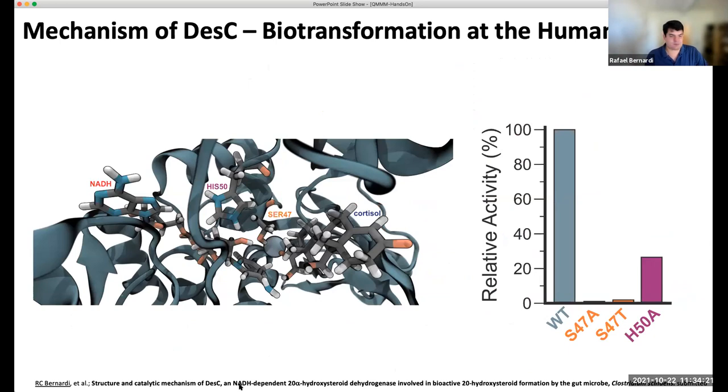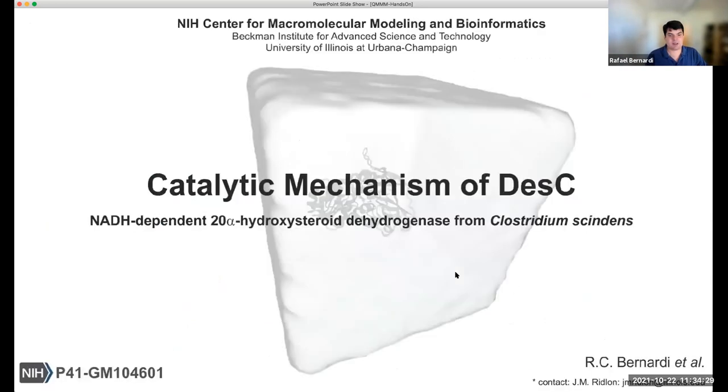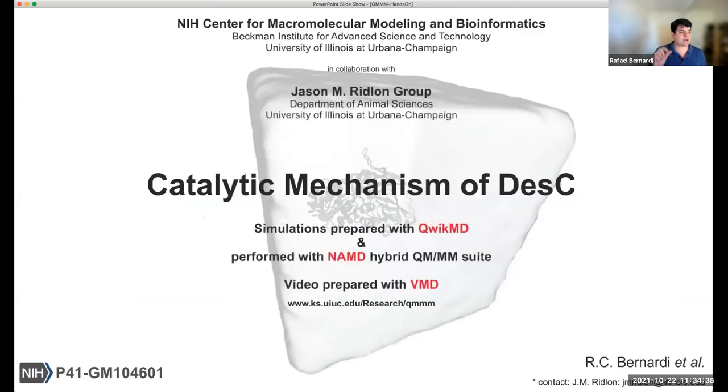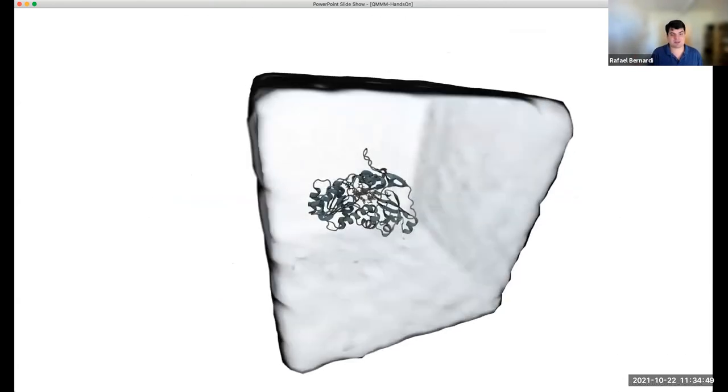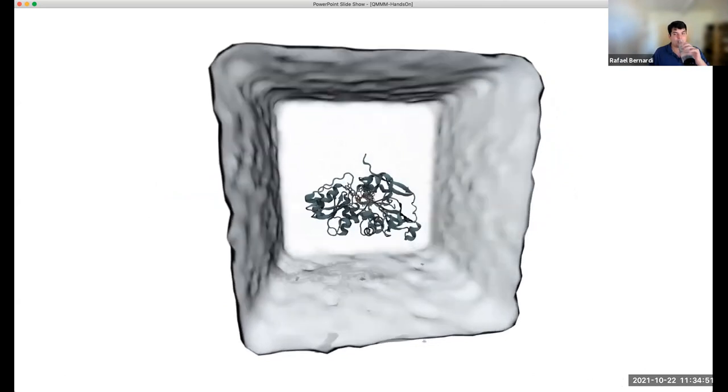Then, if we were correct, mutating the serine or mutating this histidine would kill most of the reaction. This is exactly what happened in the experiment. And this is a video that shows exactly what I'm describing. The video shows all these transitions in a smooth way. So you're going to see some crazy intermediate steps just because that was the simplest way to generate a video to look at the system. That's not exactly how it happens, because you're moving and shaking a lot at the same time and it's not so simple to generate a video like that.